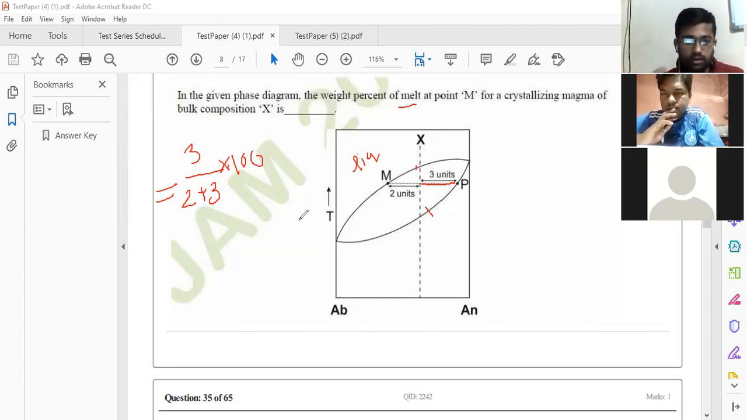Clear? So 2 plus 3, 5. 5 by 20, 100. 20 into 3 will get 60%. Correct? Solid upon solid plus liquid multiplied by 100 by Lever rule.